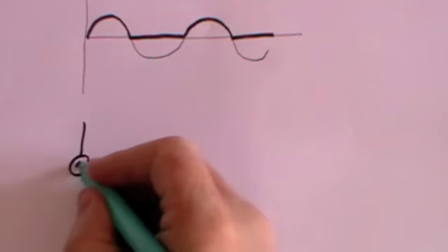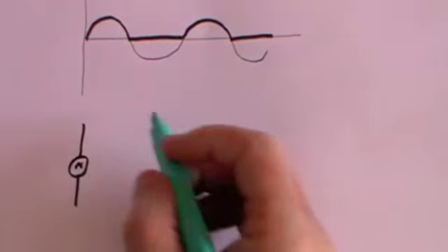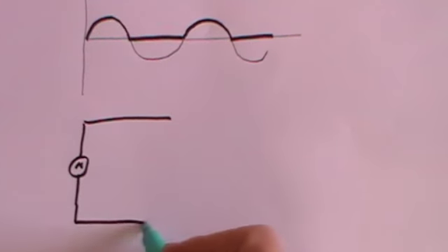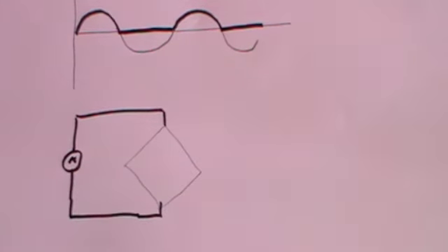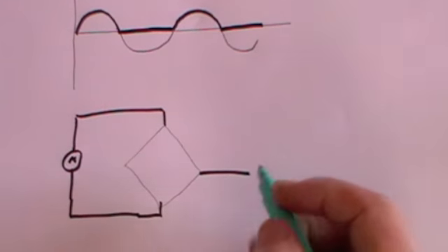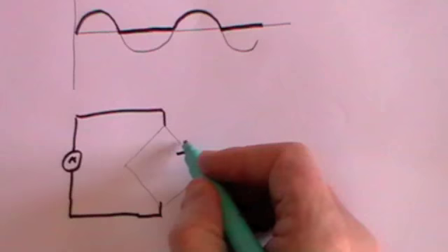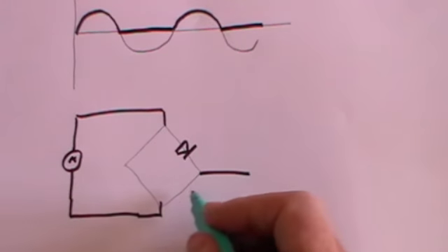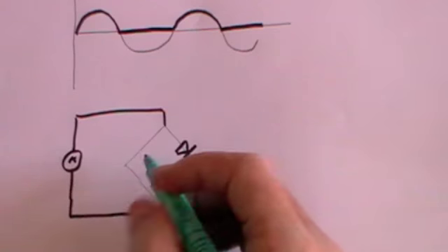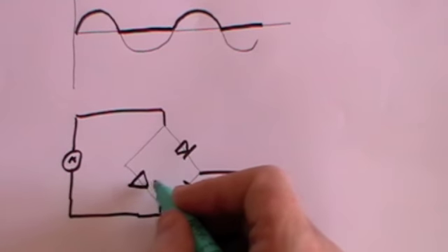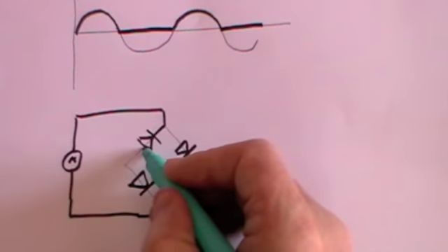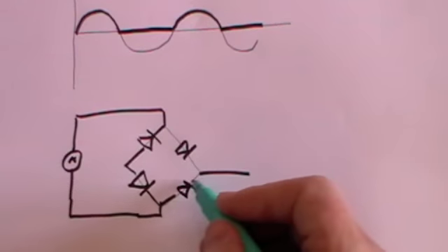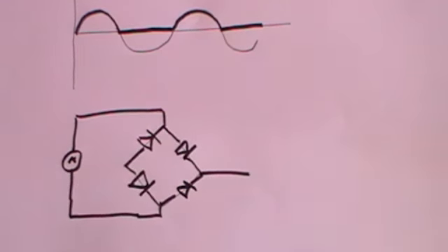Once again, we take our alternating current source, and this time we come through what's called a bridge rectifier, which looks a bit like this. We draw it as a kind of diamond shape, and we take the output here, and what we do is we put in diodes like this. And then we connect them like so. Now, how does that help?